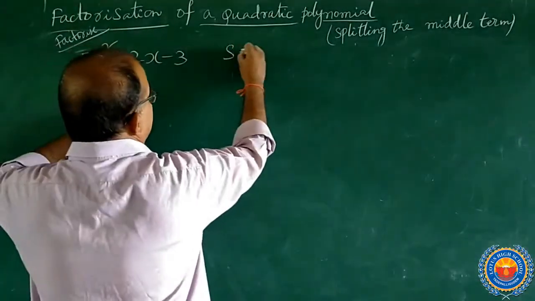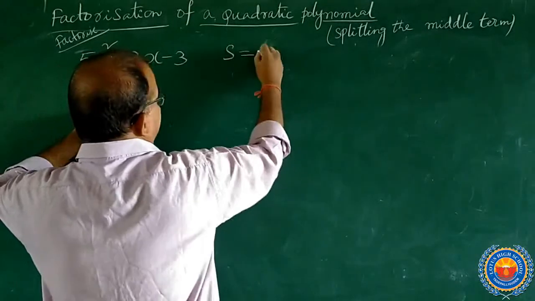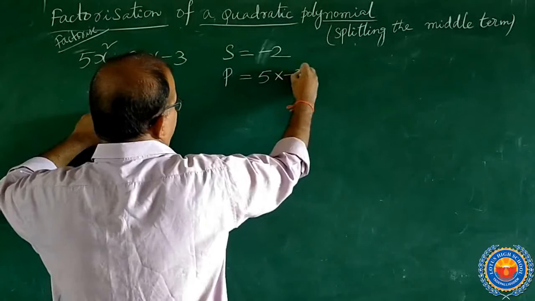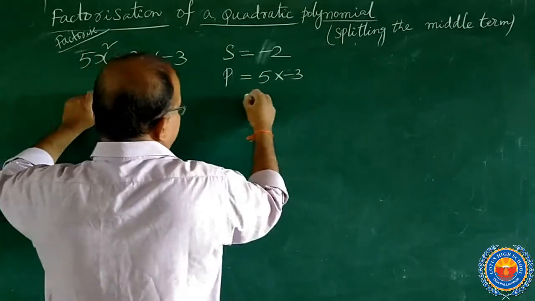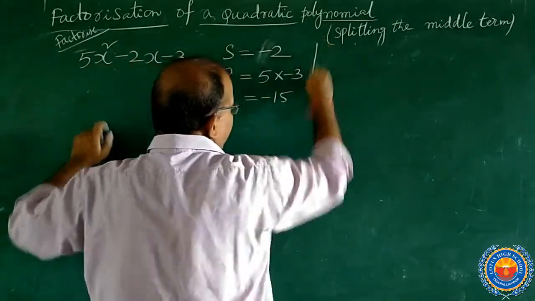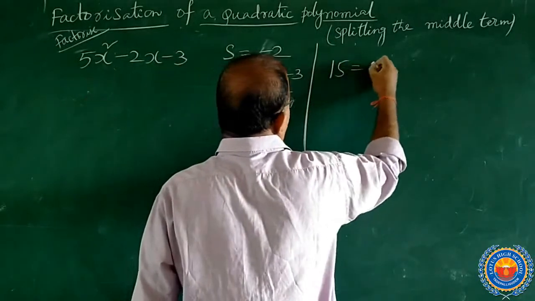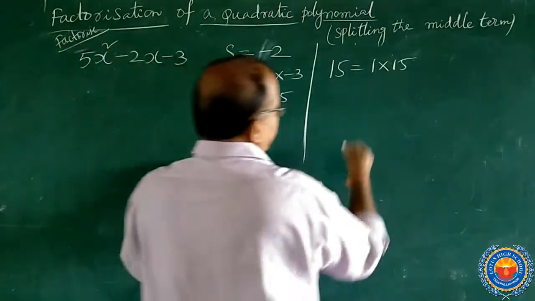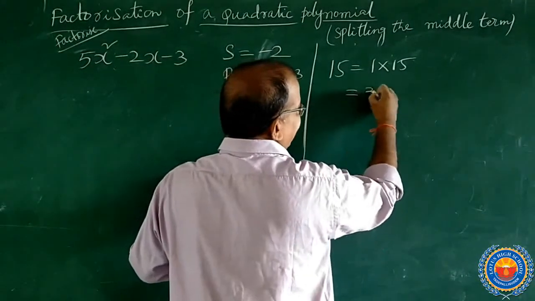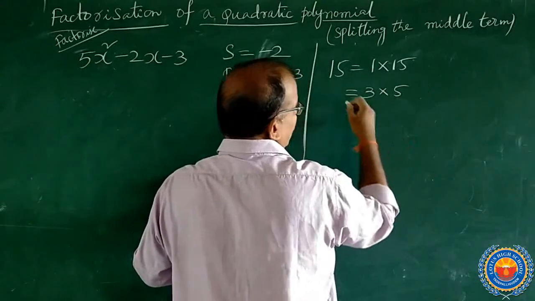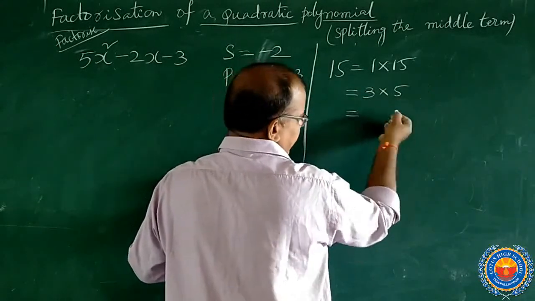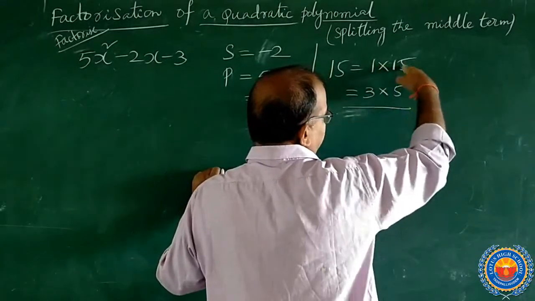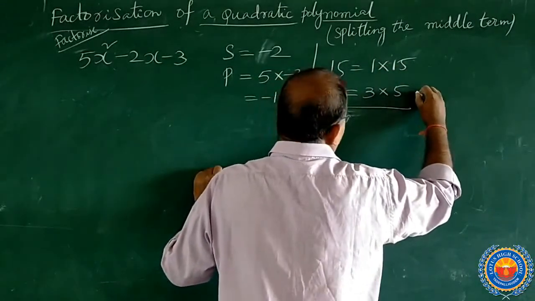One more sum. Here, sum is equal to minus 2. Product is equal to 5 into minus 3, which is equal to minus 15. 15 is equal to 1 into 15. 5 threes are 15, okay? The 2 table won't be divisible. 3 fives, 4 won't be divisible. Again 5 into 3 not required. So the factors of 15 are 1, 3, 5, 15. Which is suitable? Maybe this is suitable.